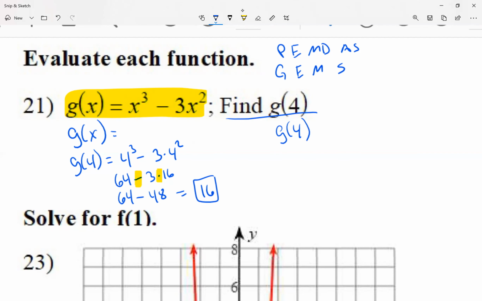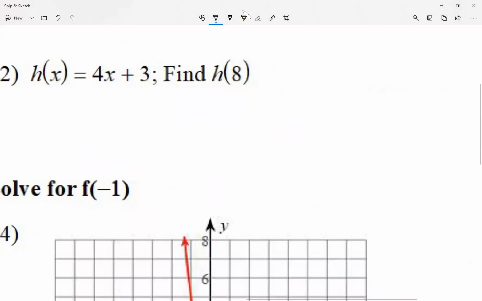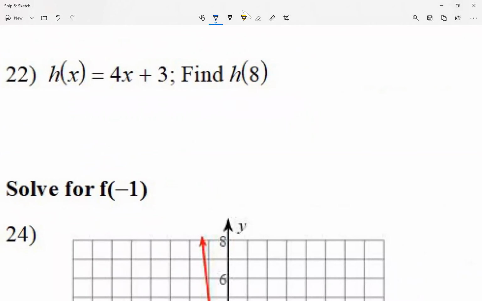Let's take a look at another example. Let's take a look at number 22 in our notes. Now this one is called h of x. Our functions are now going to be named like g, f, h. Different names, because later on we're going to start combining them. I might give you two functions in one same question, so we're going to be able to combine them.